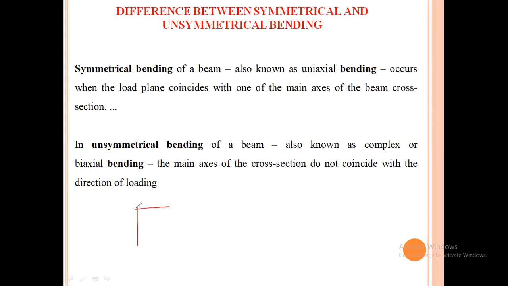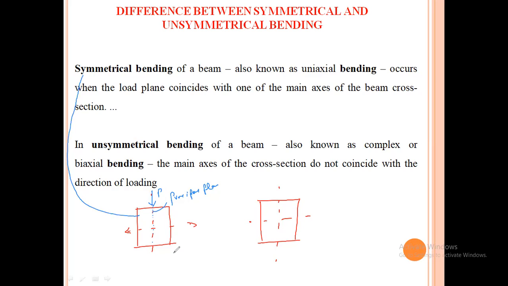Okay, so let us take a beam. So this is your x-axis and this is your y-axis. And let us take another beam, x-axis and y-axis. If you apply load like this, when the load is coinciding with the plane, this is the principal plane, the major principal plane. So when the load is coinciding with the major principal plane, these beams will undergo symmetrical bending.